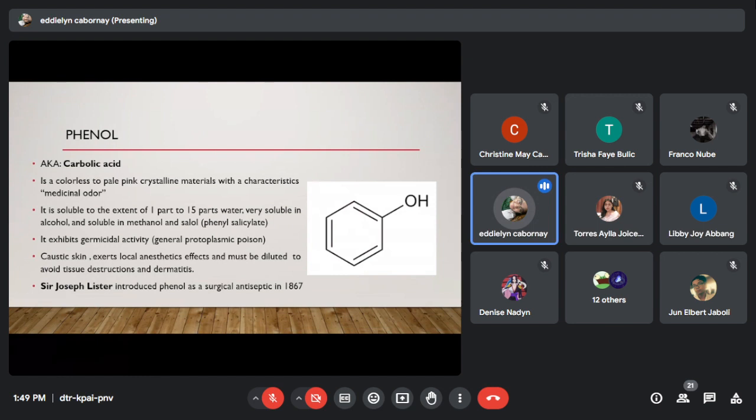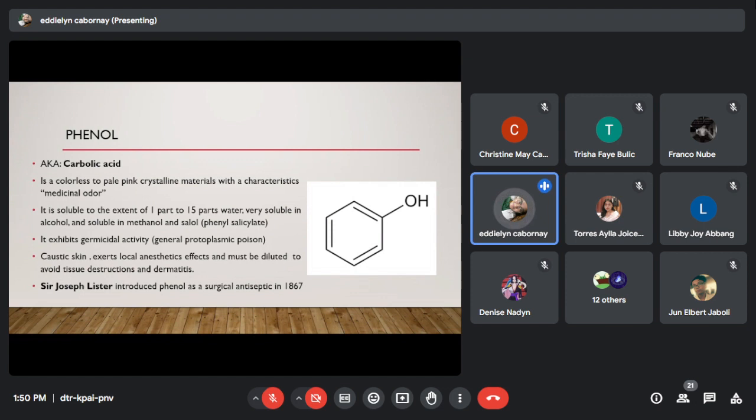So what do we mean by protoplasmic poison? It is a substance that can damage or kill living cells, specifically the protoplasm, affecting the organelles and processes that occur in the protoplasm of the cells, such as protein synthesis, ribosome functions, energy production, and cellular division. It is caustic to skin. It exerts local anesthetic effects and must be diluted to avoid tissue destruction and dermatitis.